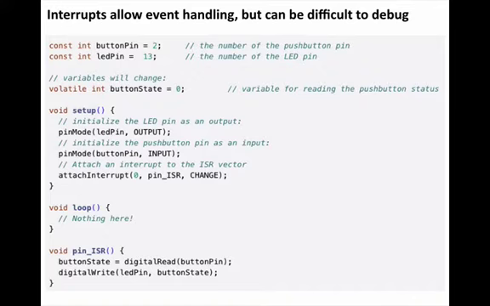And you notice in the loop, there's nothing there. So we could put other code in the loop that would be running. And then when the button changed state, it would call the interrupt service routine, handle it, and then go back to whatever is running in the main loop.